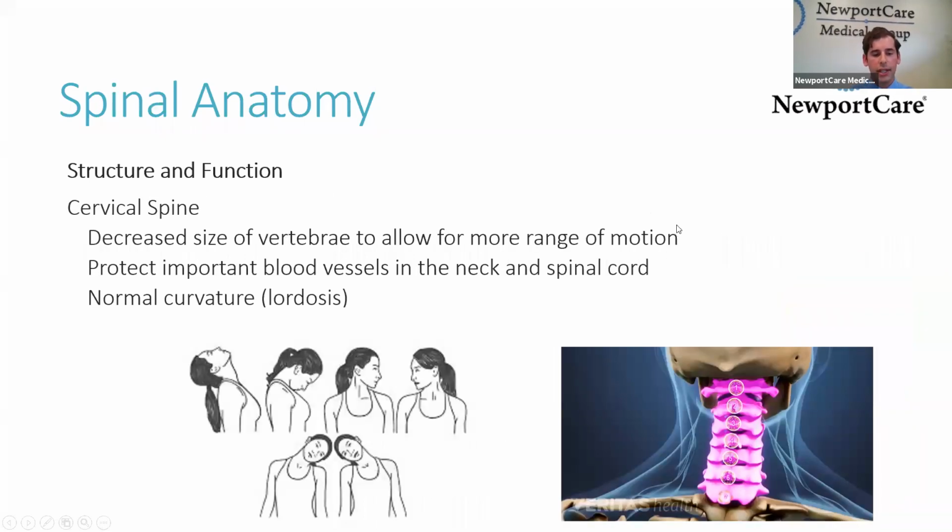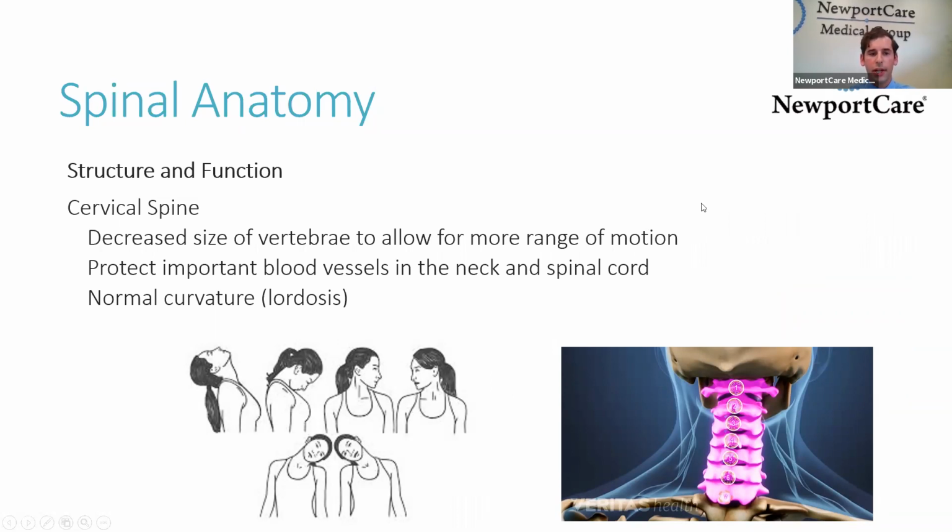So first we'll discuss the neck or the cervical spine, and what's unique about the anatomy in the neck is that the vertebrae are a lot smaller, and this allows for better range of motion. Obviously, we need to be looking all around ourselves in our day-to-day activities, when we're walking, when we're driving, when we're interacting with the world around us. So it's really good that the vertebrae in this area allow for that.